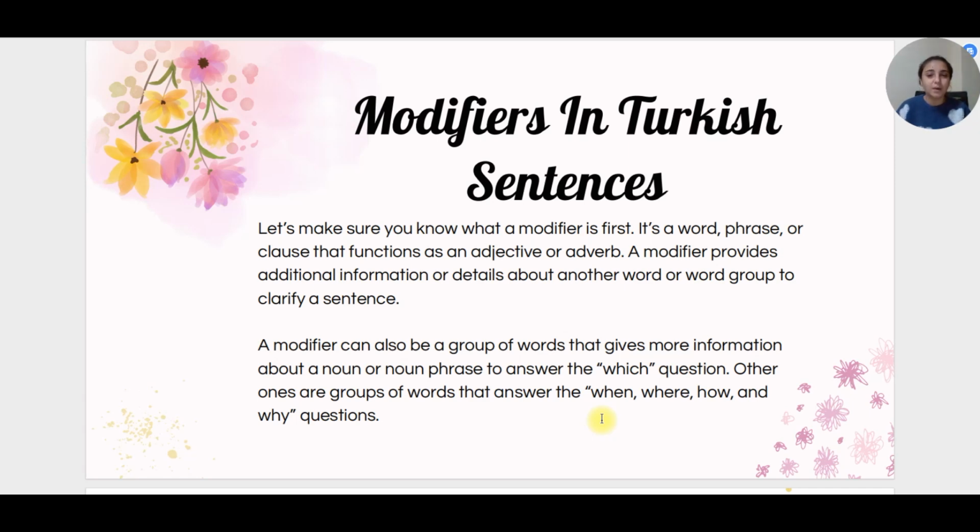We are not talking about the question words here. We are talking about the questions' answers. When you ask those kinds of questions to a sentence, like how, which, when, where, why, you will get a response from the sentence. That will be your modifier. Okay.